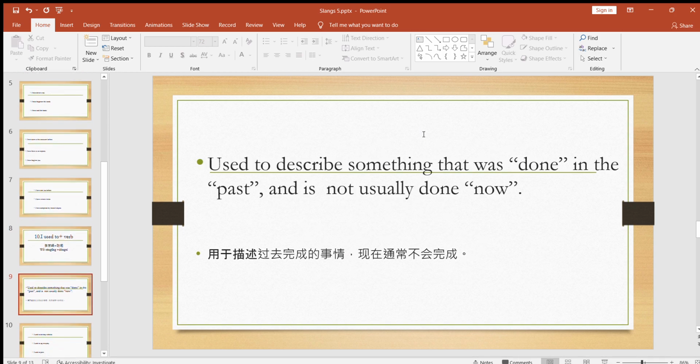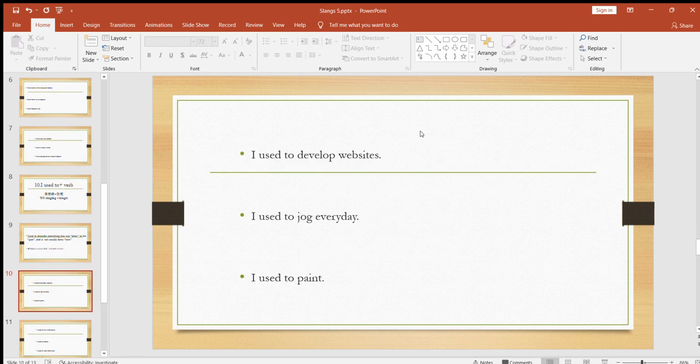Let's look at the description. Used to describe something that was done in the past and is not usually done now. I've already explained it. Let's move on to the examples. I used to develop websites. I used to jog every day. I used to paint.